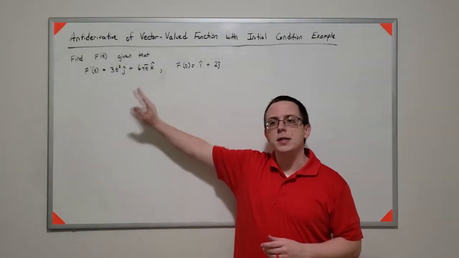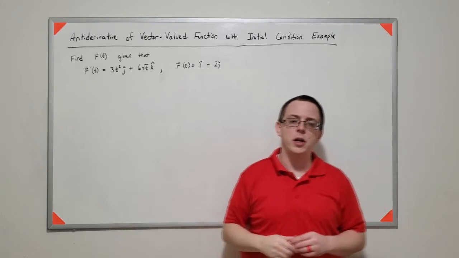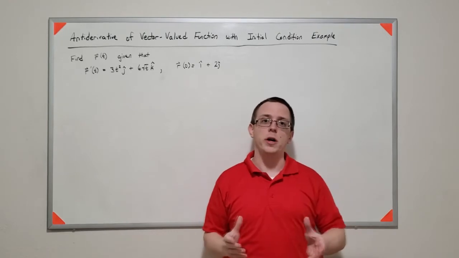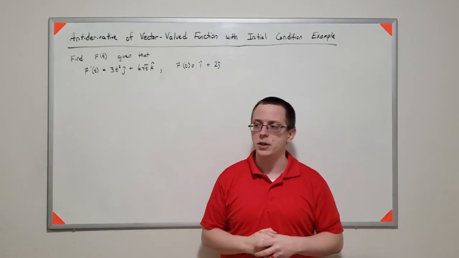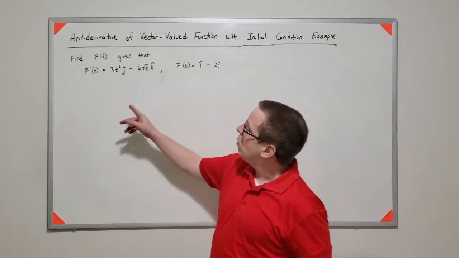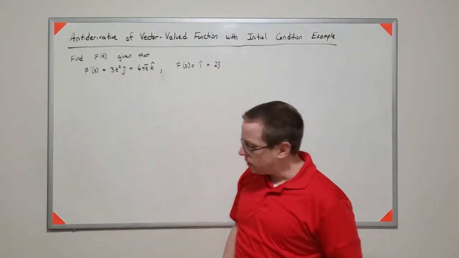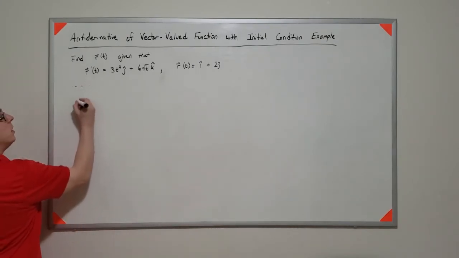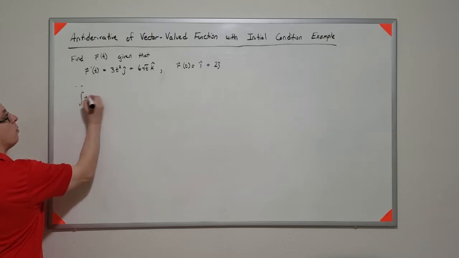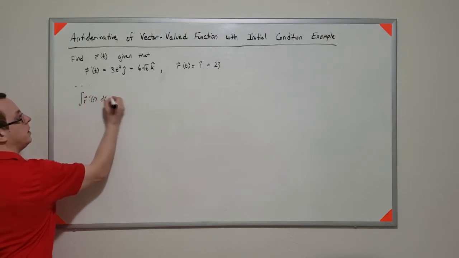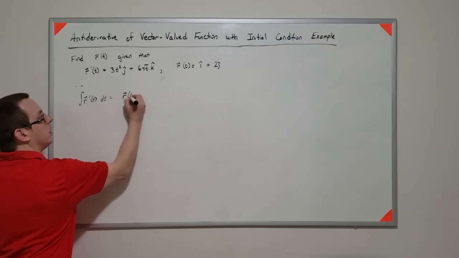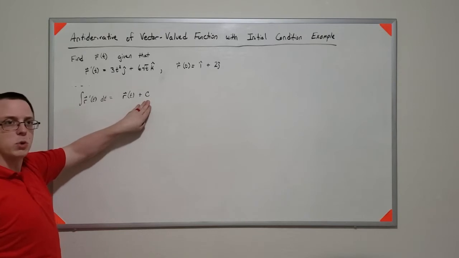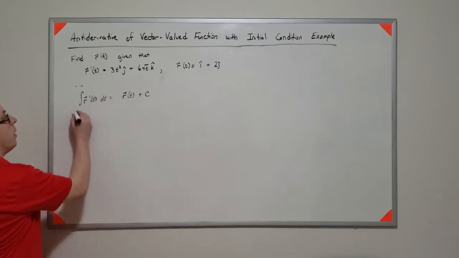Here we're going to do an example of an indefinite integration, but we're going to use an initial condition to come up with a function that doesn't have some arbitrary constant, but in fact a specific constant that's added to it. So the standard thing that we know from this is that the integral of r prime of t dt is its antiderivative plus some sort of constant.